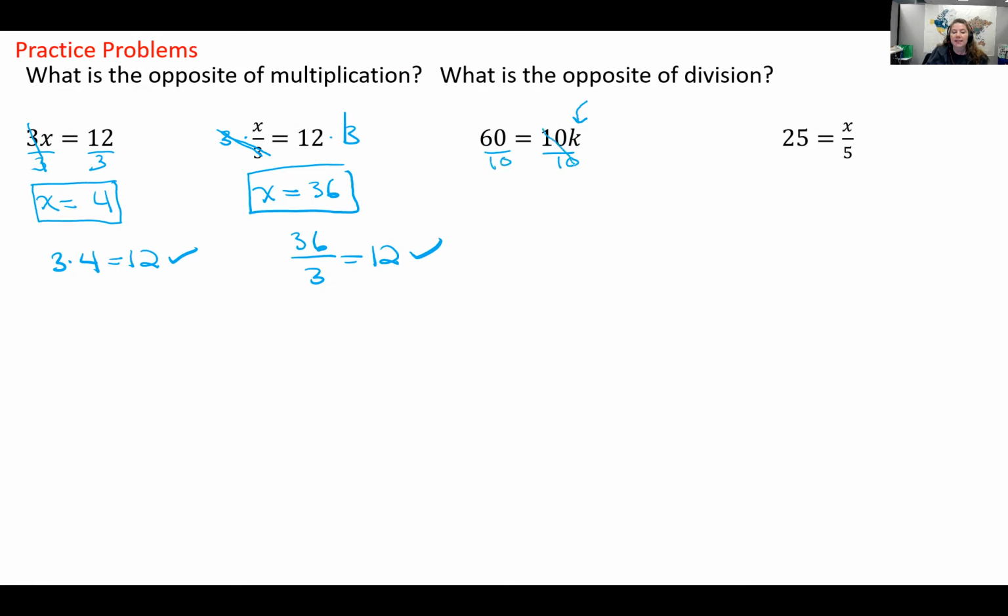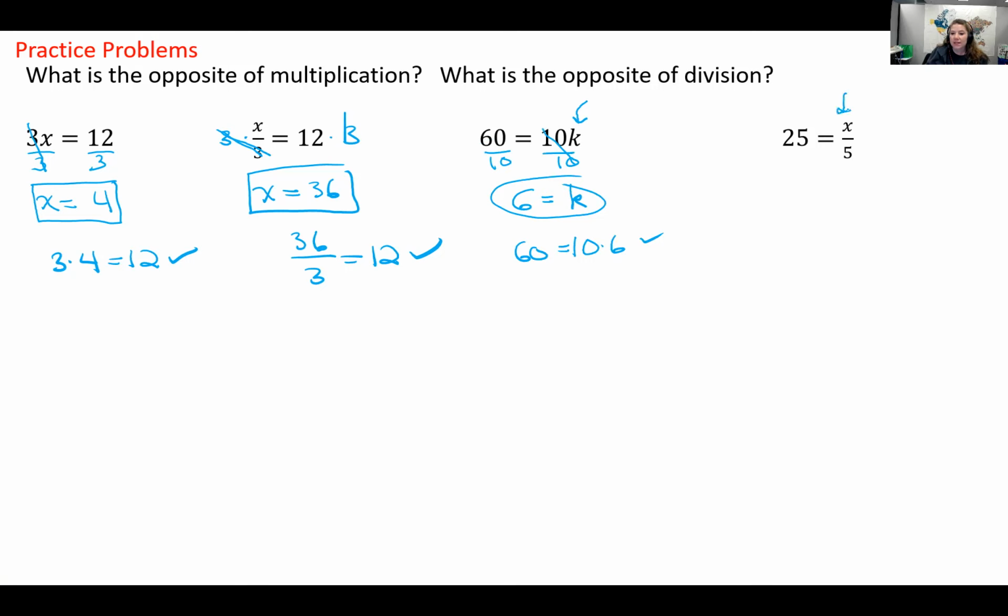So 10 divided by 10 is 1. 1 times k is k. And 60 divided by 10 is 6. So we could plug it back in. Does 10 times 6 equal 60? Yes, it does.